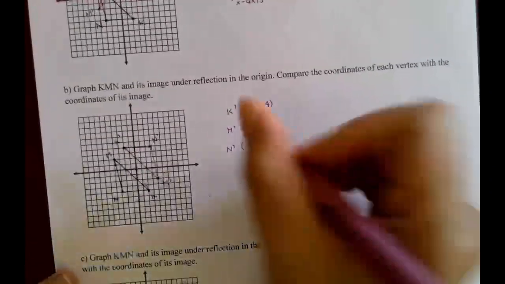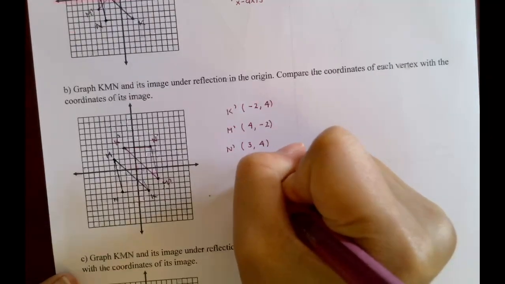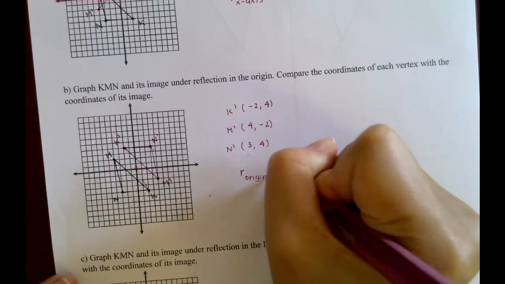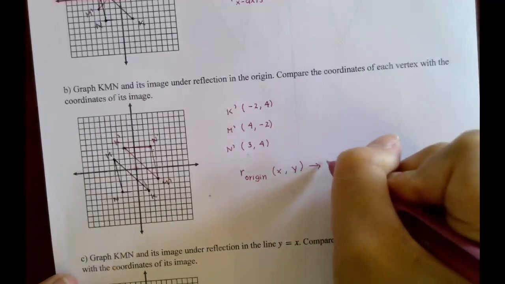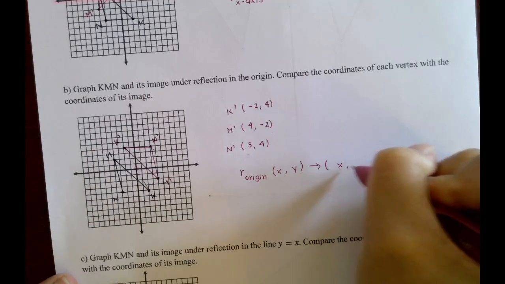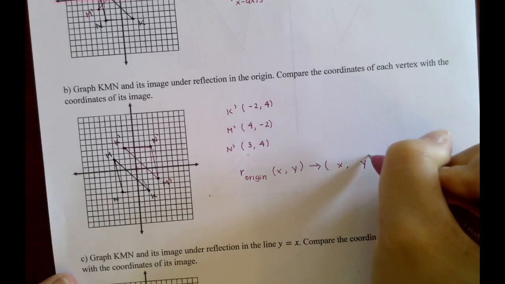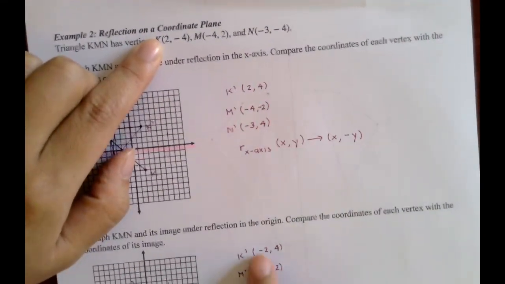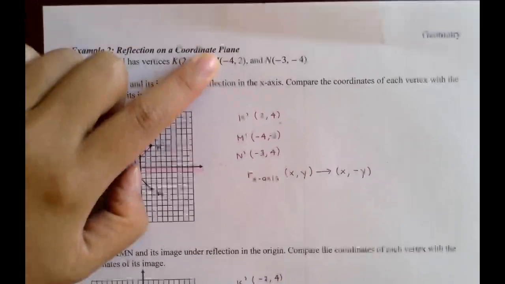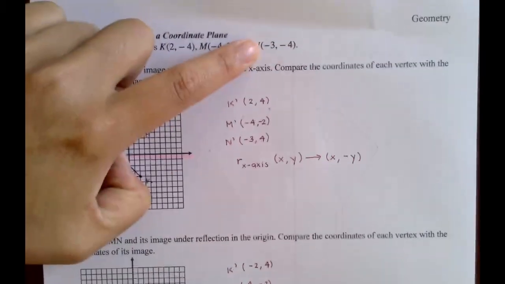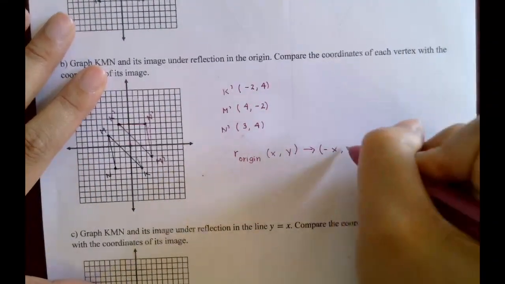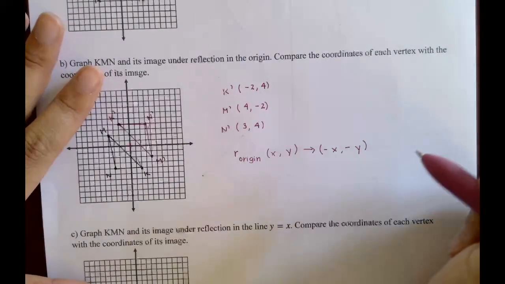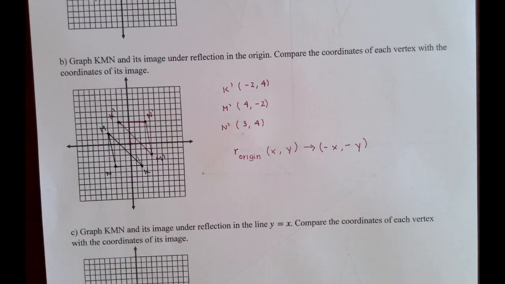So what I note is that when I reflect across the origin, how x and y change is that the numbers stay the same. However, what happens is that the sign changes, right? So the 2 becomes negative 2. The negative 4 becomes positive 4, right? The negative 3 becomes positive 3. And the same thing happens for the y. So x and y stay the same place, okay? But their signs both change.